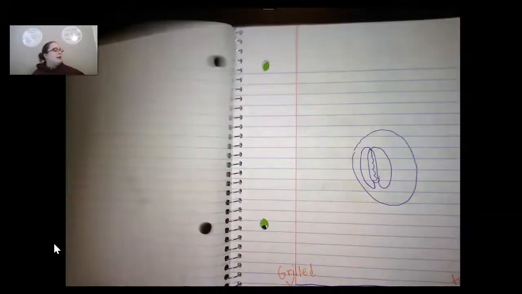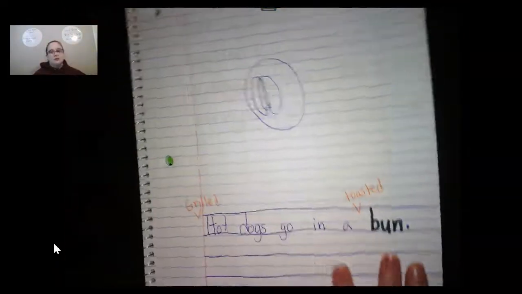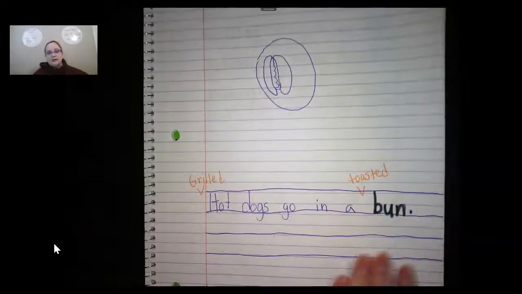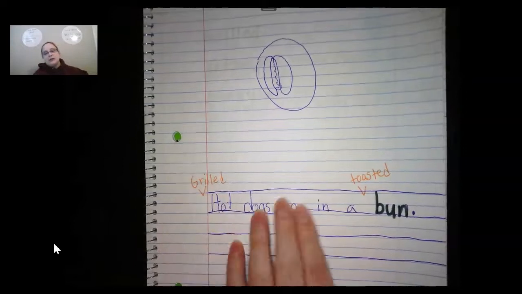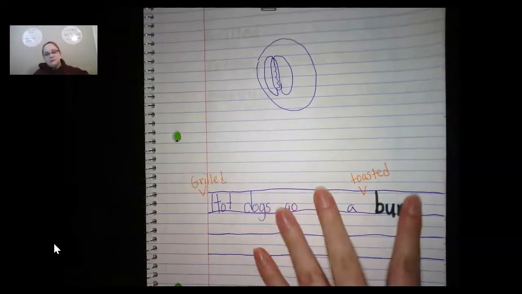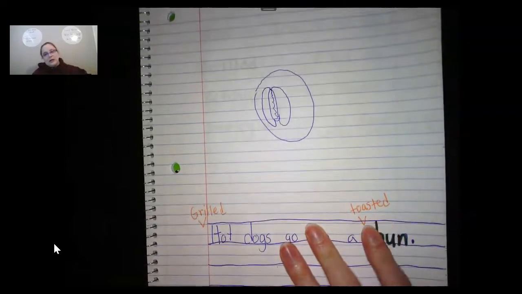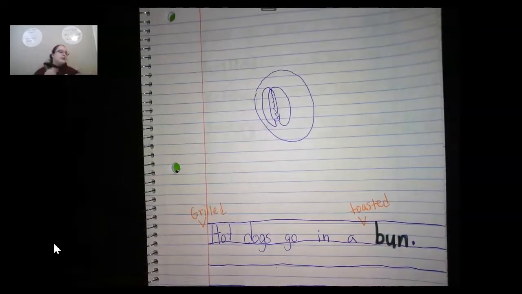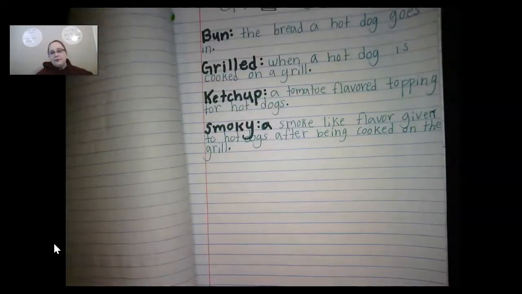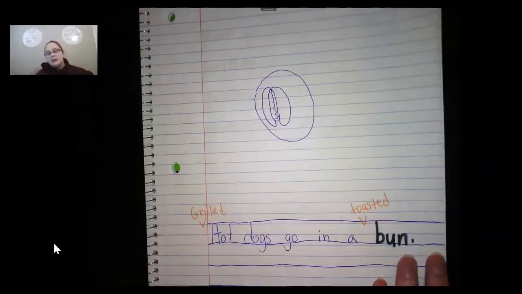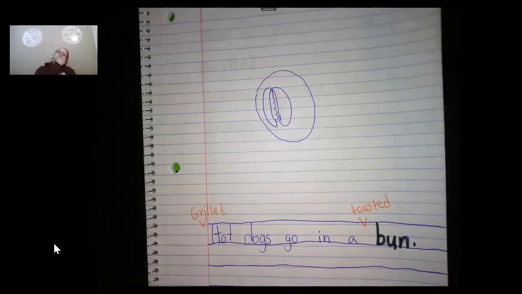Awesome job, friends. We are on our last page of our draft. And this one says, grilled hot dogs go in a toasted bun. Valid point, they do. And so you guys can see my glossary behind that from yesterday. So this one's kind of tricky for Miss Greathouse.